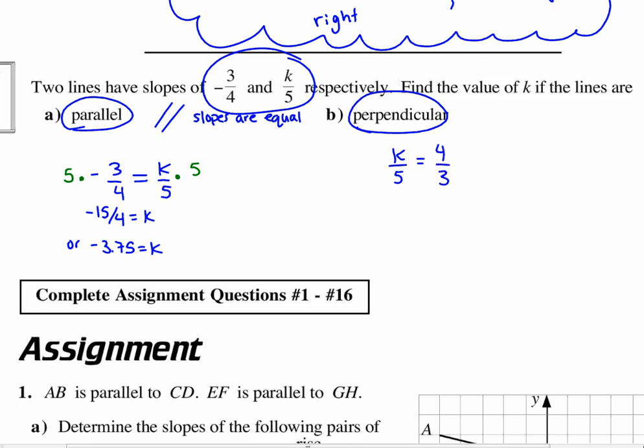4/3, right? If we know that those two lines are perpendicular, to make them equal, k/5 would be equal to 4/3. Since if the first slope is -3/4, then the perpendicular is +4/3. So 4/3 and k/5. How do I get k by itself? Multiply by 5.